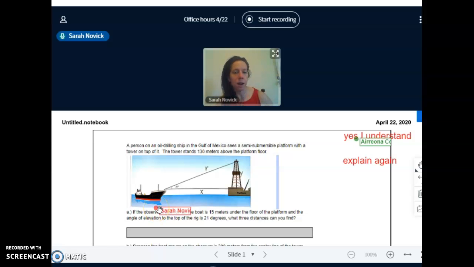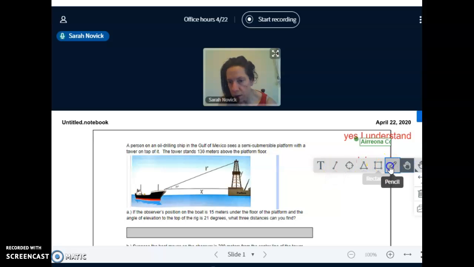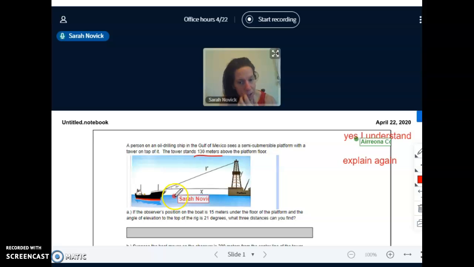Check your understanding problem. It says a person on an oil drilling ship on the Gulf of Mexico sees a semi-submersible platform with a tower on top of it. The tower stands 130 meters above the platform floor. So right away, you're thinking, I have to use this number, 130 meters. On what side of the triangle do you think that 130 meters goes? If this is your triangle, can you just move your arrow to where you think that it goes?